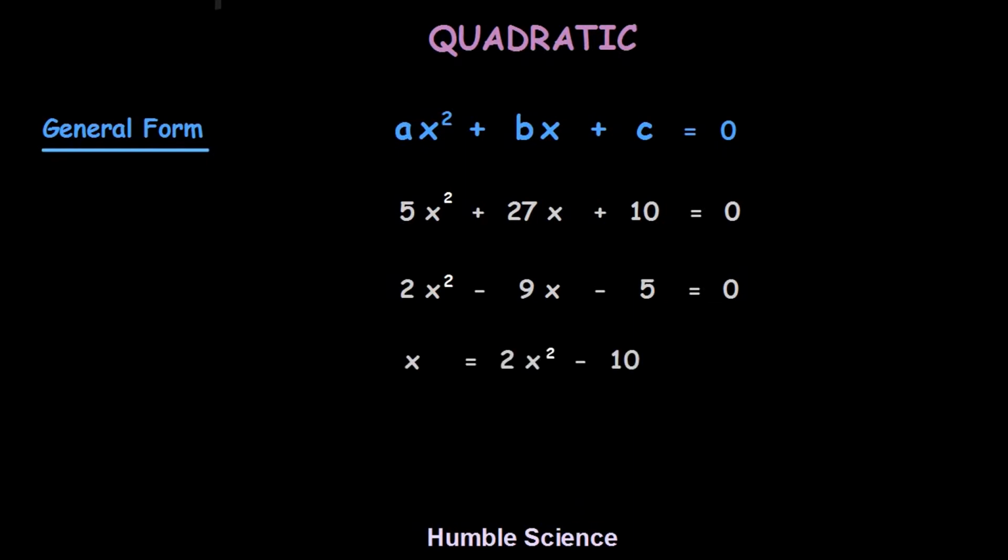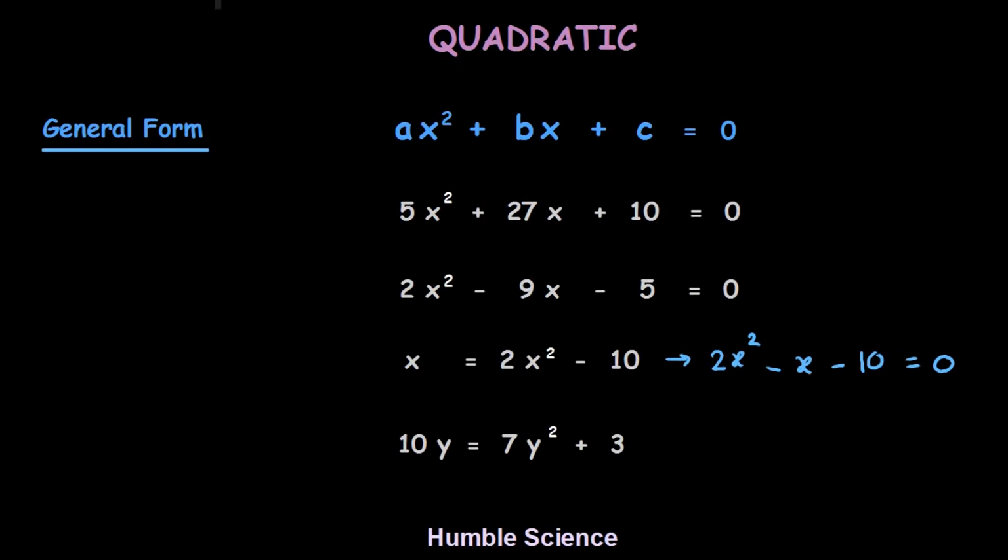Sometimes a quadratic equation can be less straightforward, like in x equal to 2x squared minus 10. But we can rearrange this, and it's going to give us 2x squared minus x minus 10 equal to 0, and that is now a quadratic equation.